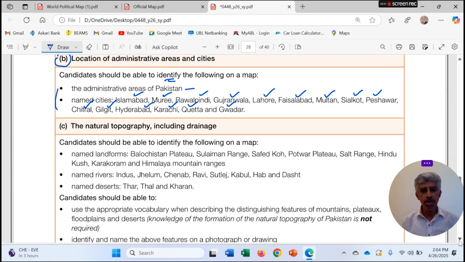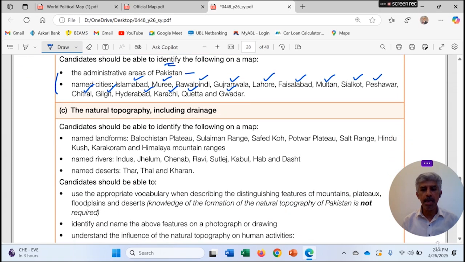And number 3 part, regarding the land of Pakistan, is the natural topography, including drainage. I mean the natural landform, that in which areas of Pakistan there are mountains, and which areas of Pakistan there are plateaus and plains and deserts and the coastal areas and the delta regions. So they should be having the identification of all these things. Identifying again the following on the map, again the labeling factor is going on.